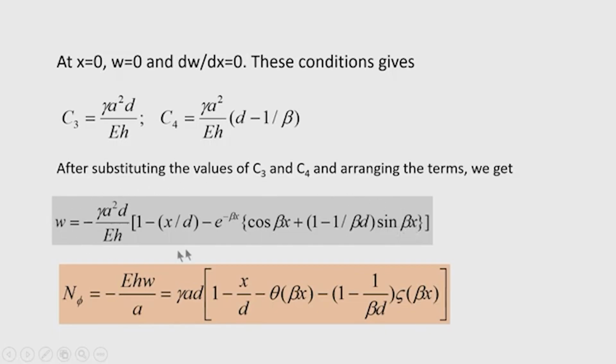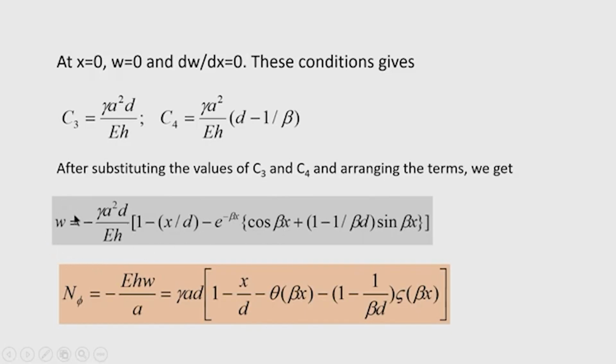So, this is the complete expression of the deflection, where all the parameters are known, because d is the depth of the fluid or depth of the tank. If the fluid is up to the full height of the tank, then d will be the height of the tank. h is the thickness of the shell, a is the radius of the cylindrical shell, and other quantities you know, that beta is the characteristic parameter that we have found earlier.